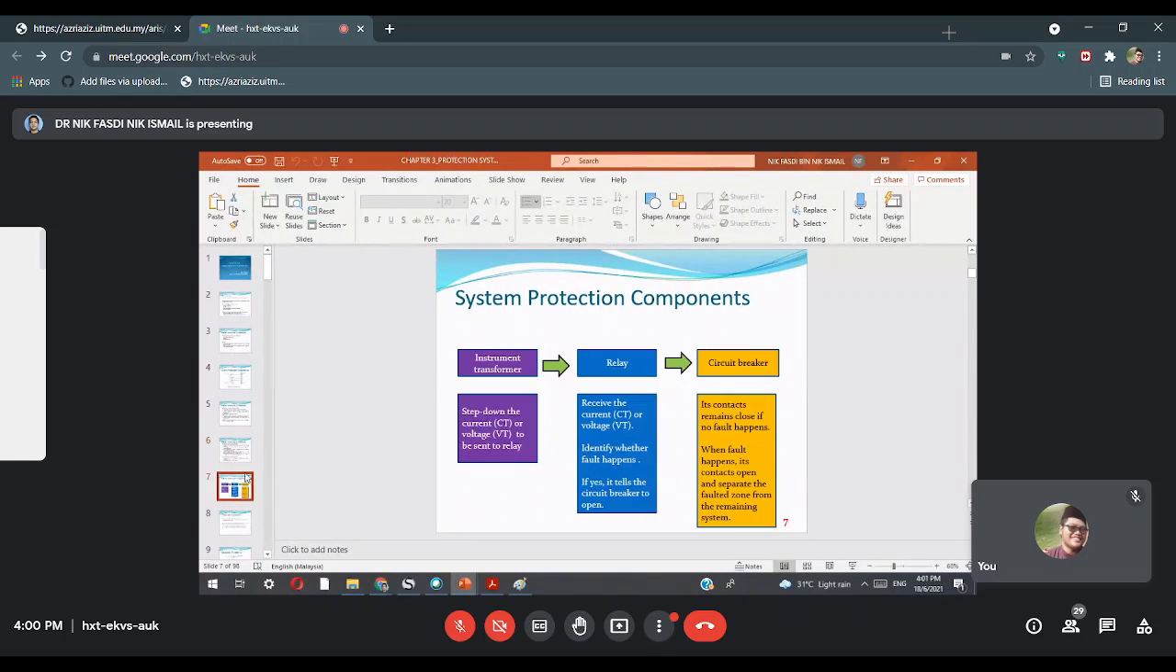Okay. Alright. System protection component, instrument transformer. So this is the in general conclusion of protection components. We have current transformer and voltage transformer to be sent to relay to sense the fault current and voltage, and this one will connected to the relay. So relay we have tadilah OC, definitely itu type of relay ini. Okay.